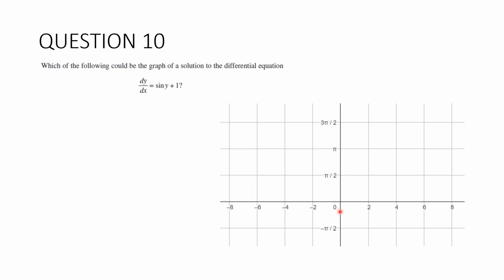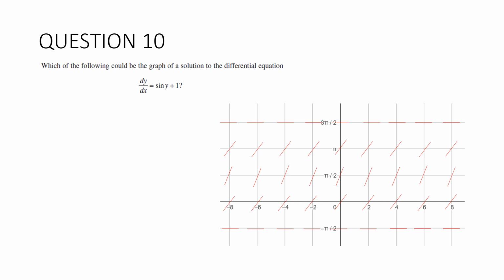Let's start by substituting in y equals 0. Sine 0 is 0 plus 1 is 1. So the gradient here is 1, it's at 45 degrees. Putting in pi over 2, sine pi over 2 is equal to 1, plus 1 is 2, so it's steeper. Now putting in pi, sine pi is 0, plus 1 is 1, we're back to 45 degrees. 3 pi over 2, sine of 3 pi over 2 is negative 1, plus 1 is 0. And finally, sine of negative pi over 2, that's negative 1 plus 1 is 0.